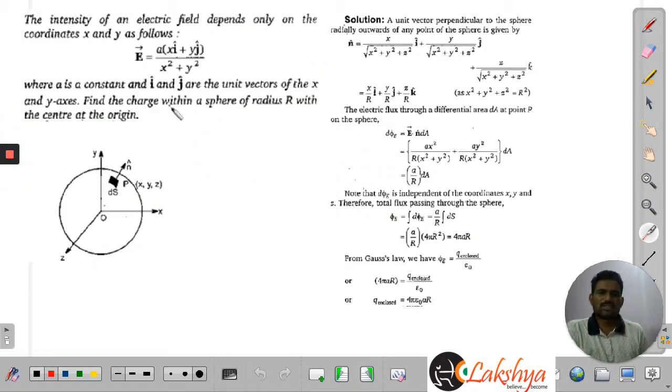Now let us take another question. This is an important question here. It is a similar problem, but the surface will be spherical.